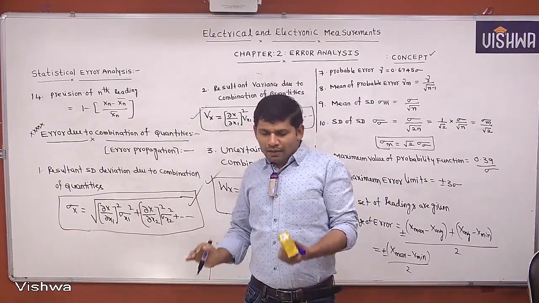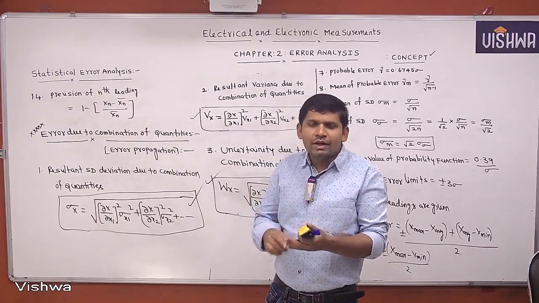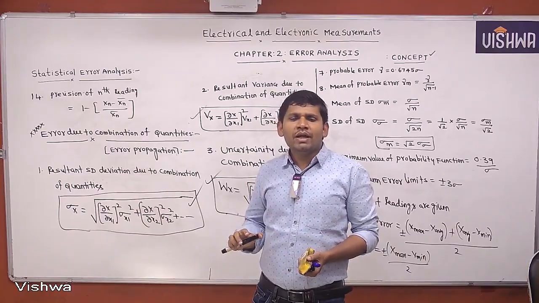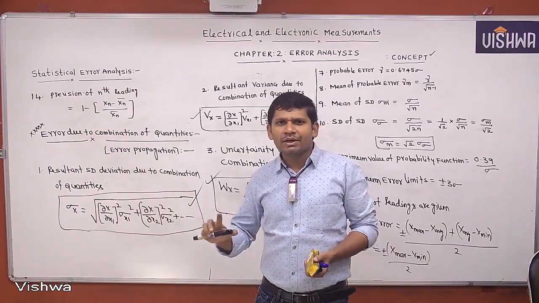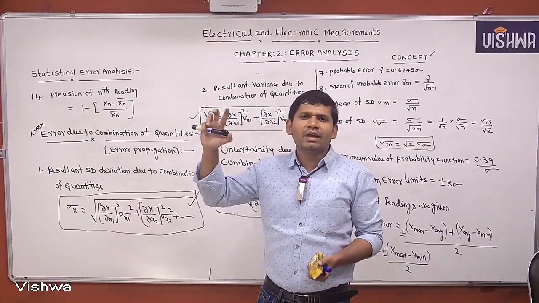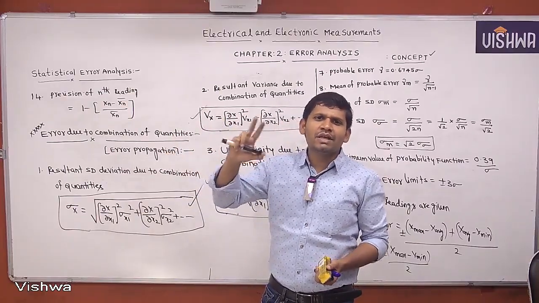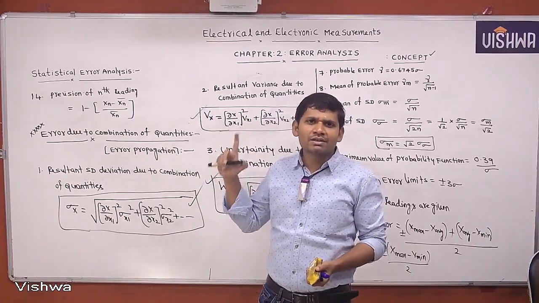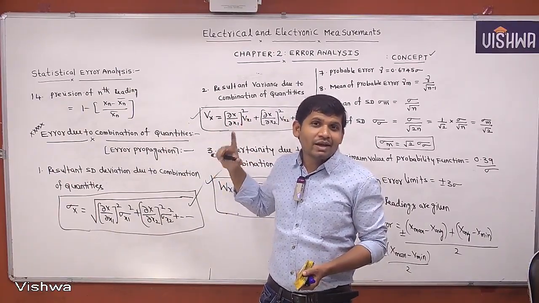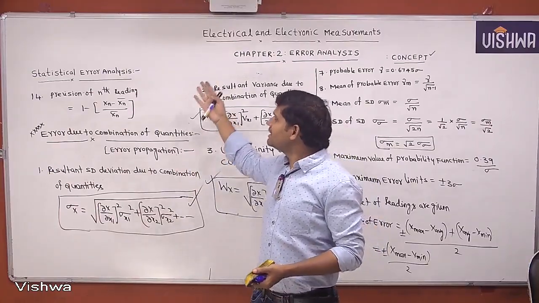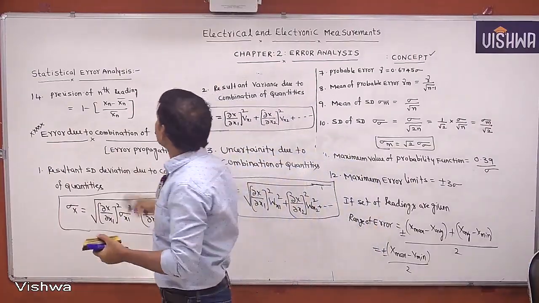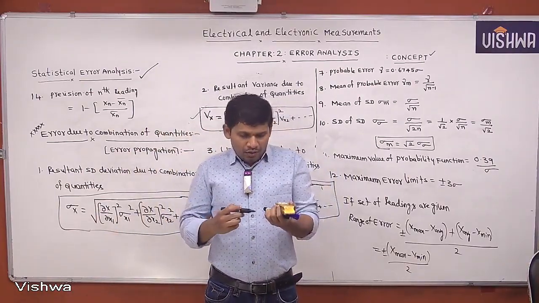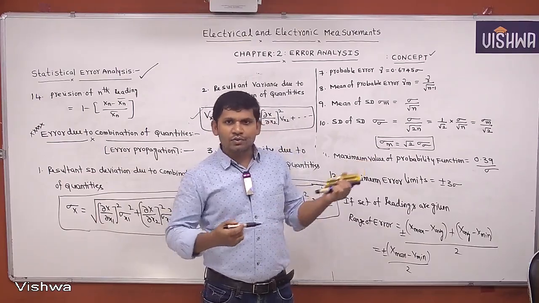Clear? In the next session, we will continue with the classroom workbook based on this chapter 2. With respect to error analysis, the concepts are completed up to this. The first concept is absolute error, limiting error, guarantee accuracy error. The second concept is error due to combination of quantities. The third concept is types of static errors, that is gross errors, systematic errors and random errors. The fourth concept is statistical error analysis. Clear? We will continue with the classroom workbook in the next session. Thank you.